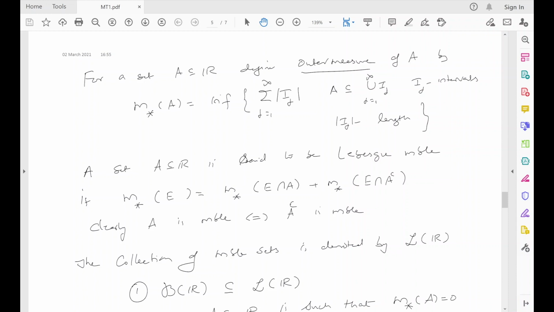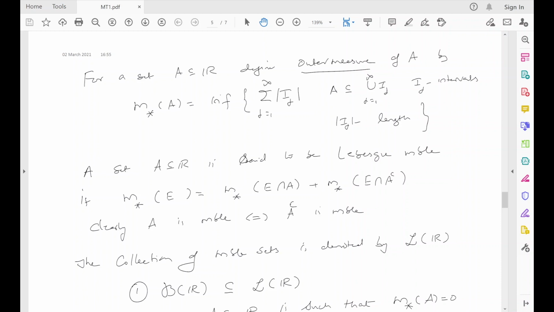So if you denote it by L of R, then the Borel sigma algebra is contained in the Lebesgue sigma algebra. So remember, the Borel sigma algebra is the smallest sigma algebra containing all open sets, and so the Lebesgue sigma algebra will have all open sets, all closed sets, singletons, rationals, irrationals, etc., etc. So it's a huge set.